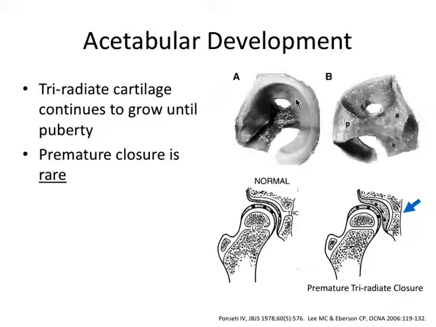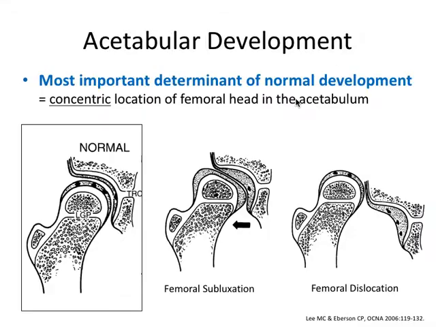So the triradiate cartilage continues to grow until puberty, and premature closure is relatively rare. And you can see here in this diagram below that premature closure leads to an appearance of subluxation of the hip, but that's largely due to acetabular cartilage growth that is hypertrophied or overgrown. But the most important determinant in normal development of the hip is concentric location of the femoral head in the acetabulum. That is, the center of rotation of the femoral head and the center of the arc of the acetabulum are one and the same.